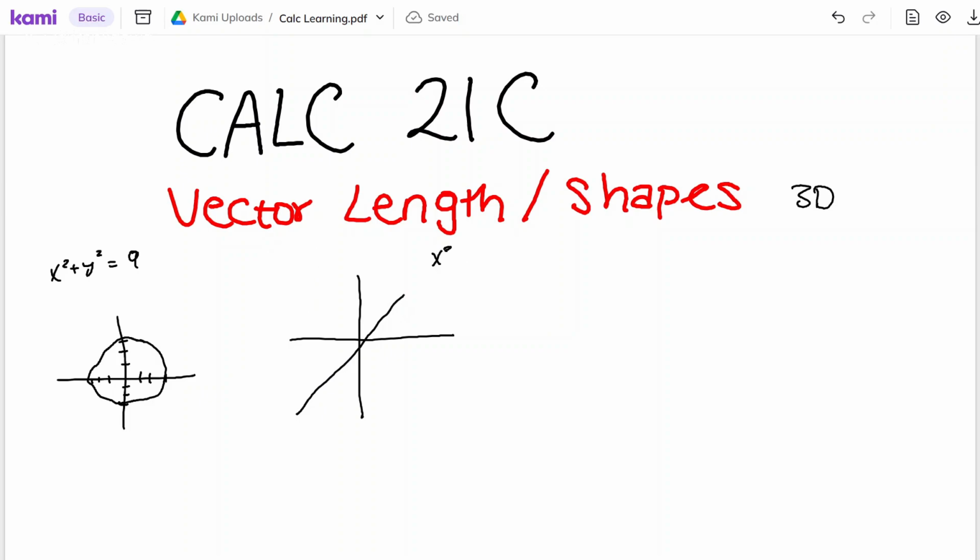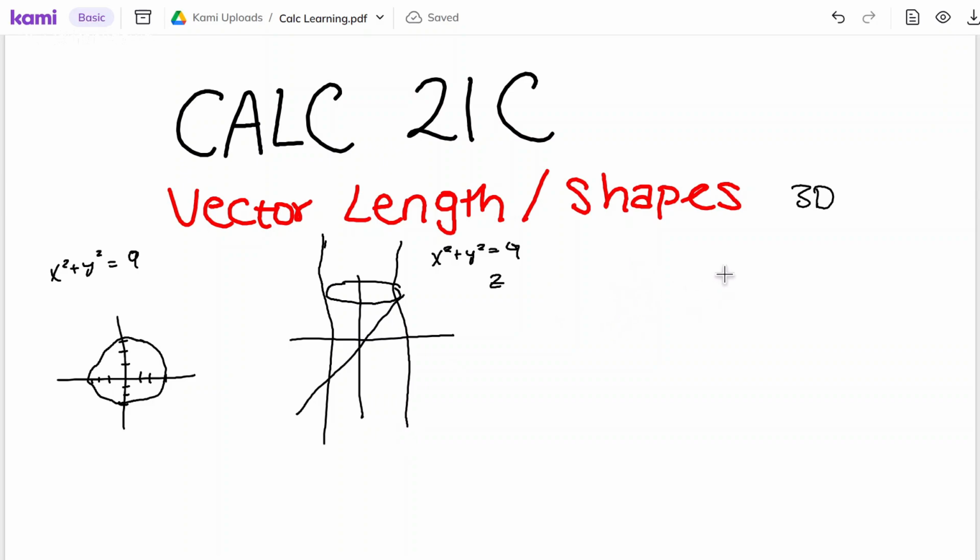X squared plus y squared equals 9, since there's no z, and if you remember from the last video, that means z goes from positive infinity to negative infinity, so there's no constraint for z. That means it's still a circle with radius of 3, but since there's no z constraint, it's going to go all the way from negative infinity to positive infinity, so it's going to be a cylinder.